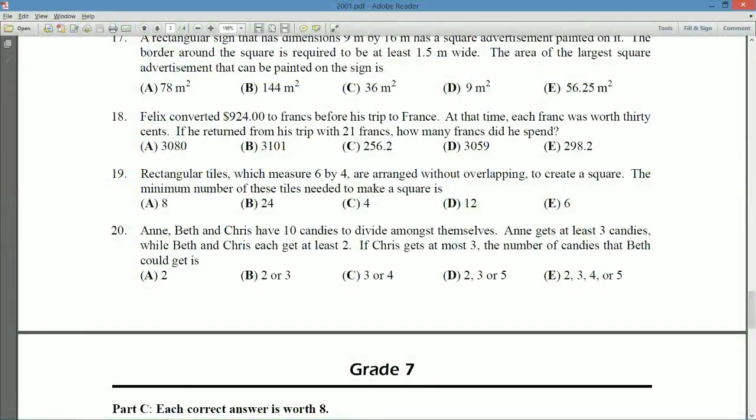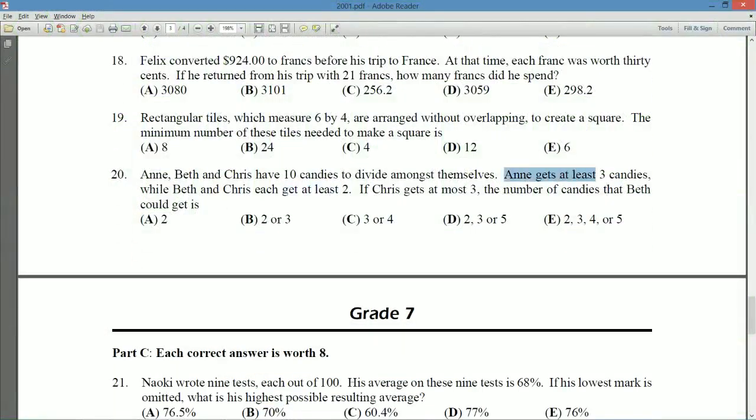So Anne, Beth, and Chris have 10 candies to divide amongst themselves. Anne gets at least 3 candies, while Beth and Chris each get at least 2. If Chris gets at most 3, the number of candies that Beth could get is: 2; 2 or 3; 3 or 4; or 2, 3 or 5. I don't understand why she wouldn't be able to get 4, or 2, 3, 4 or 5.